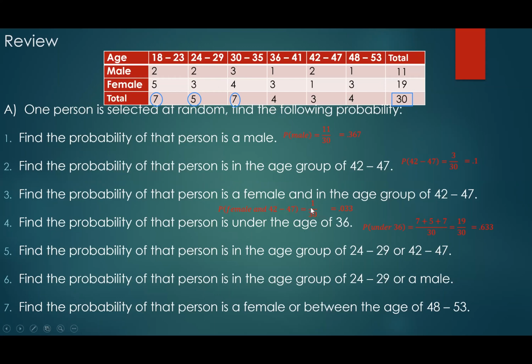First of all, questions number 1, 2, 3, and 4 here are simple probability, in the way that you ask yourself, what are you looking for? Whatever you're looking for, you put it over the total.